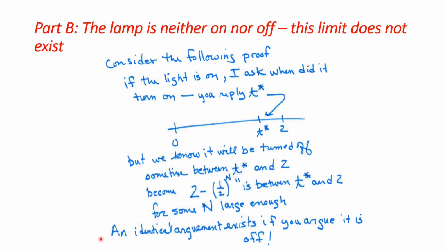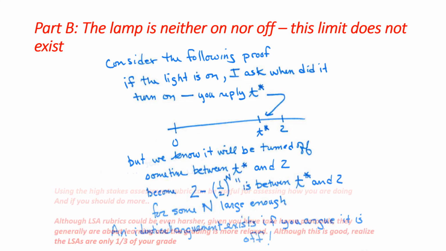An identical argument exists if you argue that it is off. So the limit doesn't exist. The lamp is neither on nor off.